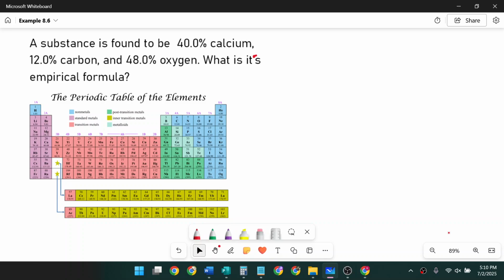Okay, so we don't know what its mass is, but we do know that no matter what its mass is, 40% of that mass will always be calcium, and 12% of that mass will always be carbon, and 48% of that mass will always be oxygen. So for simplicity, we're going to pretend that we have a 100-gram sample. So we're going to start with calcium.